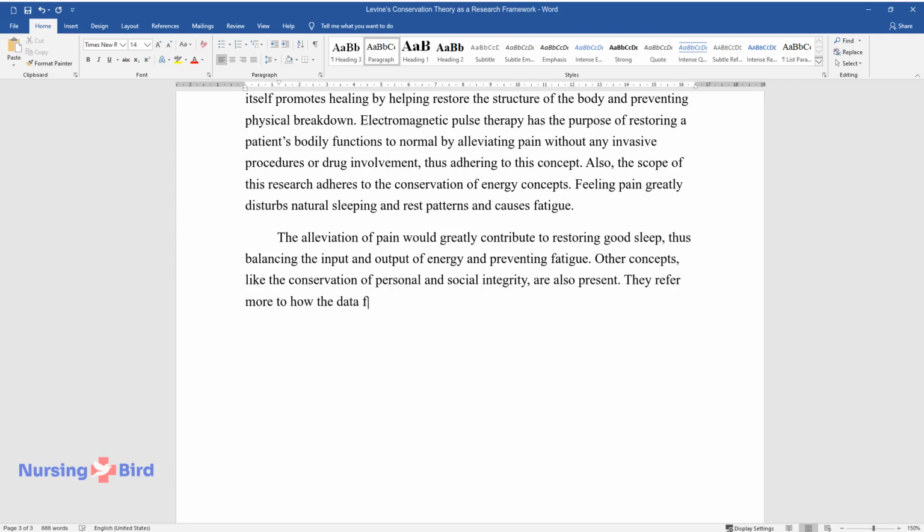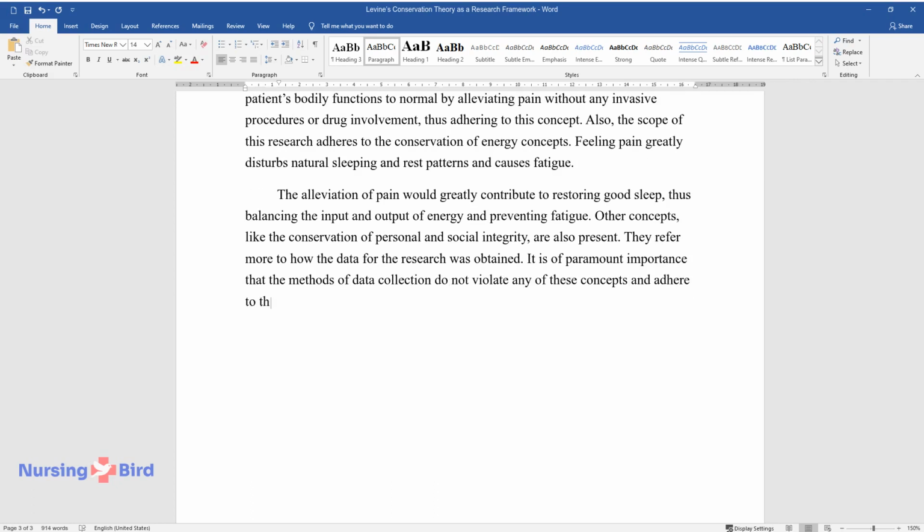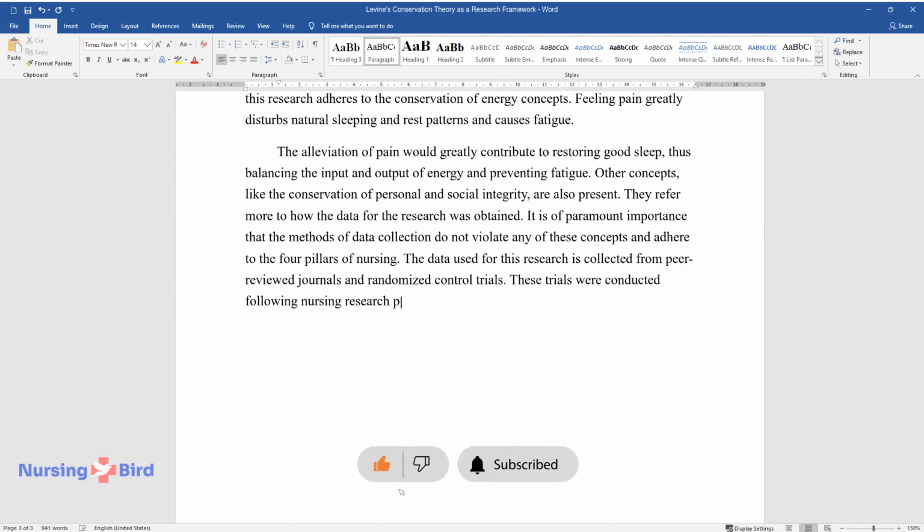Other concepts, like the conservation of personal and social integrity, are also present. They refer more to how the data for the research was obtained. It is of paramount importance that the methods of data collection do not violate any of these concepts and adhere to the 4 pillars of nursing. The data used for this research is collected from peer-reviewed journals and randomized control trials. These trials were conducted following nursing research practices, and thus are viable for use in this study.